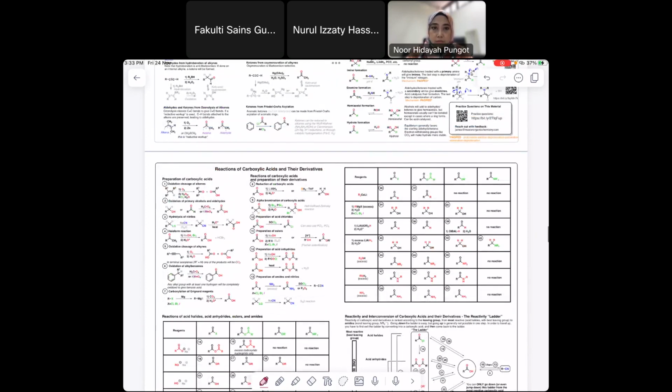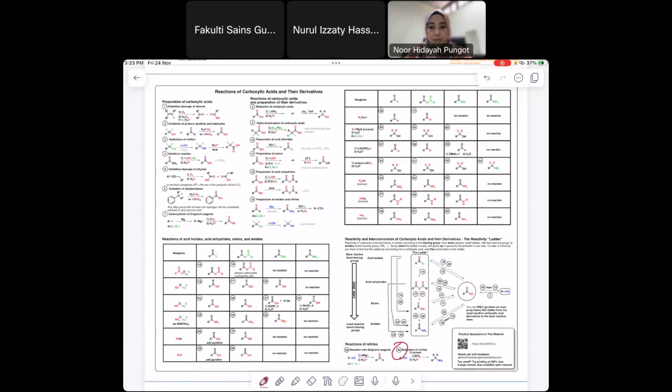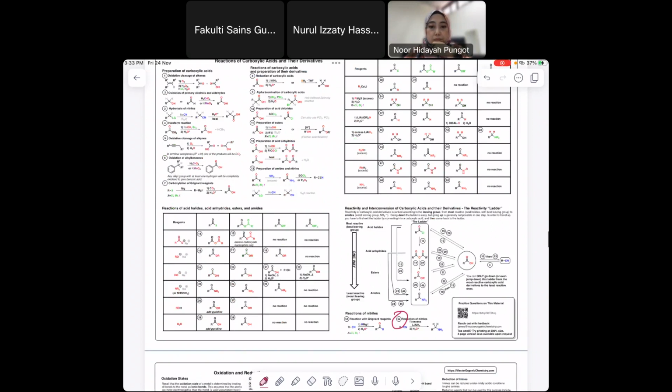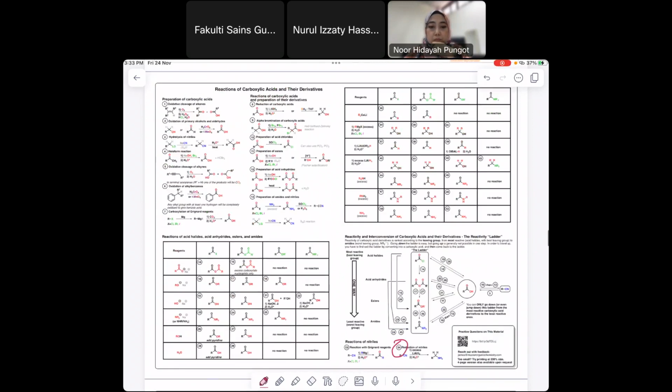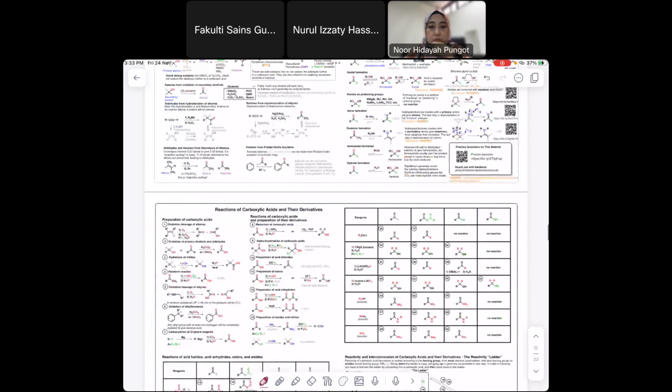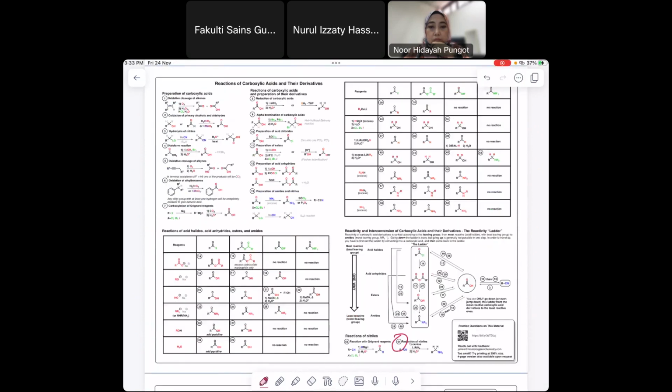I'll pass this to Dr. Hidayah after this. At least you can look at this as a summary of everything that happens in carboxylic acid and their derivatives. So usually we use this kind of mind map first, so at least students go from many slides to just this one page, but it's actually 54 reactions.